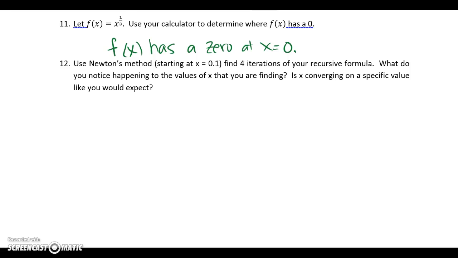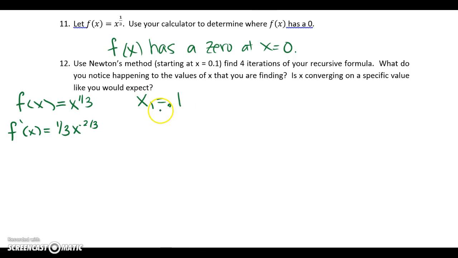of our recursive formula. Remember, if we're going to use our recursive formula, we need to find the derivative of our function. So we have f of x is equal to x to the 1/3. Our derivative, f prime of x, is equal to 1/3 x to the negative 2/3. In solving our iterative formula then, we know that x1 is equal to 0.1, that's given to us.